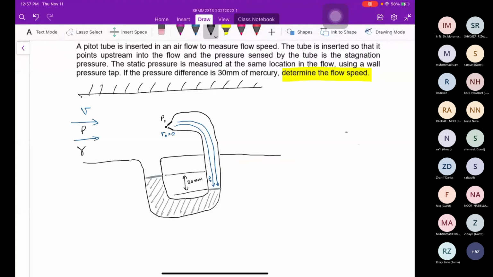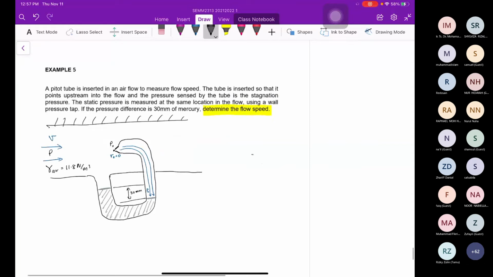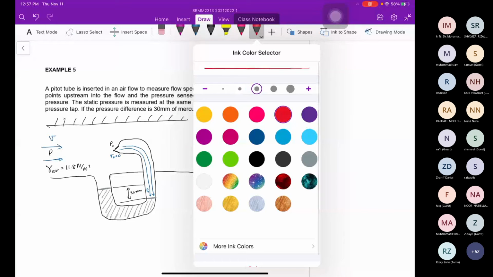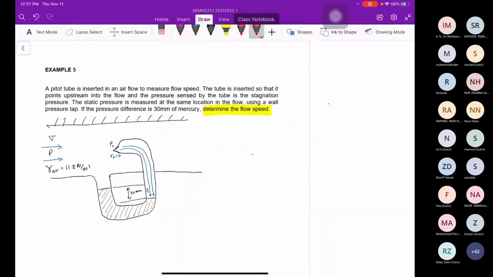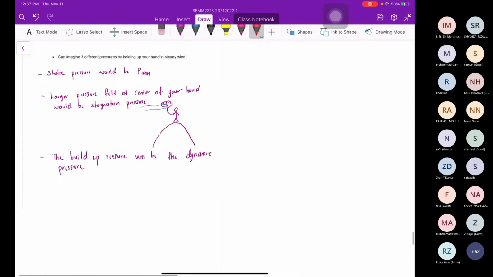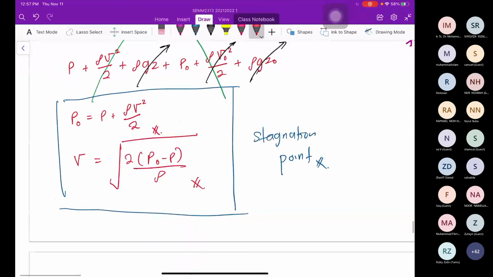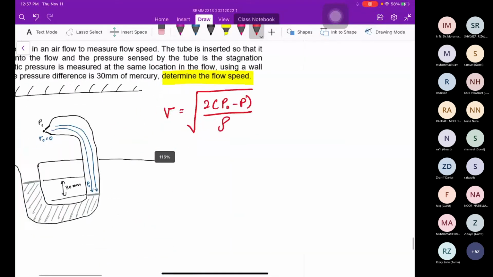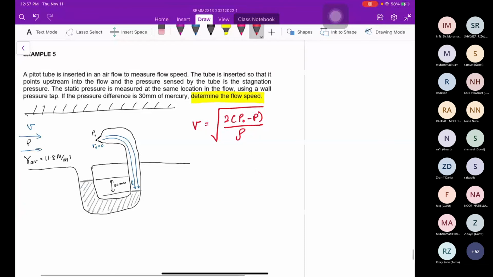And then we have the air, gamma of air 11.8 Newton per meter cube. So again, in order to get the velocity here, we can use the equation. Okay, we can use the equation V equal to square root of 2 times P naught minus P over rho of air. This is the formula. So, how to get the P naught minus P?